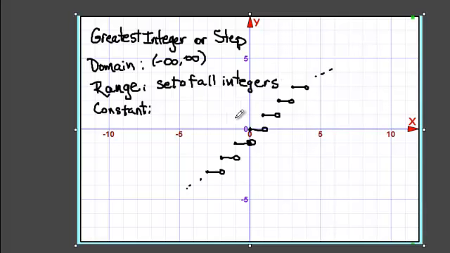Integers are your positive and negative numbers, and 0. And this function is constant totally in between integers. And that's all we have for our greatest integer function.